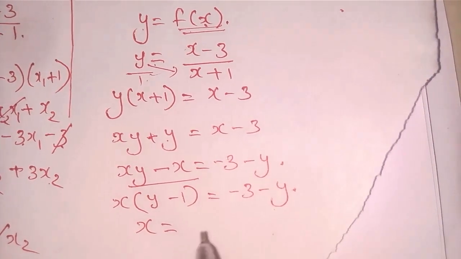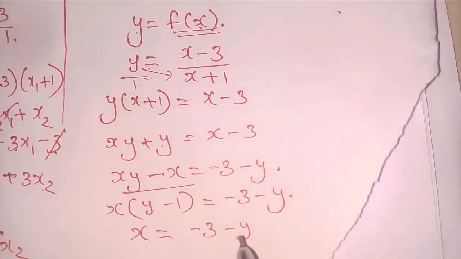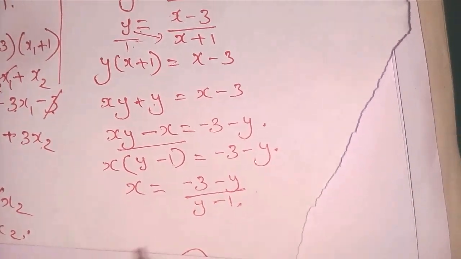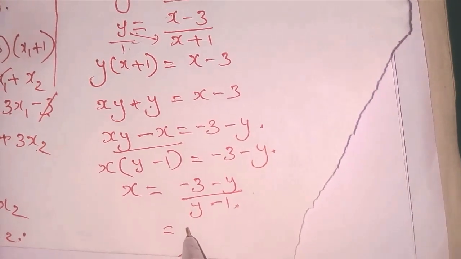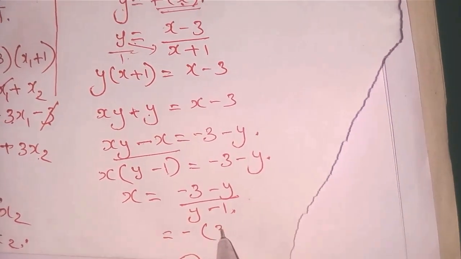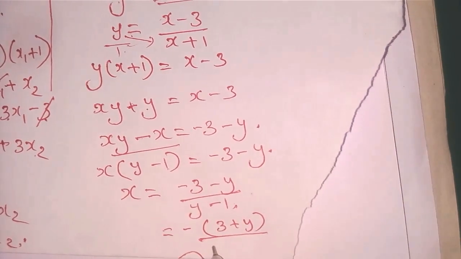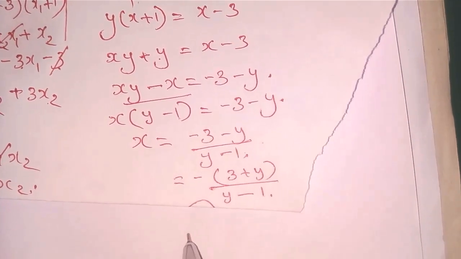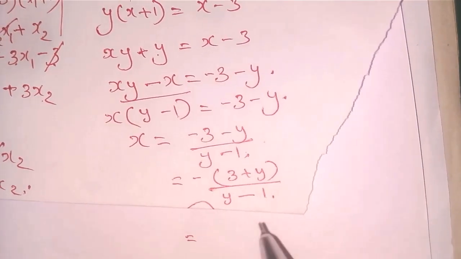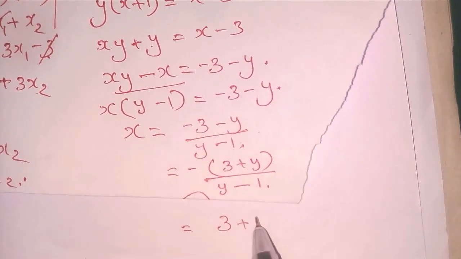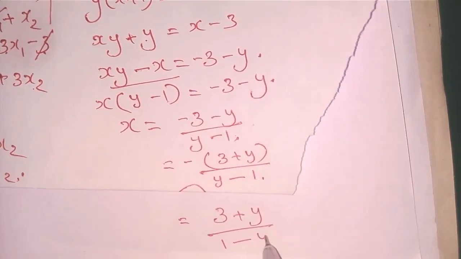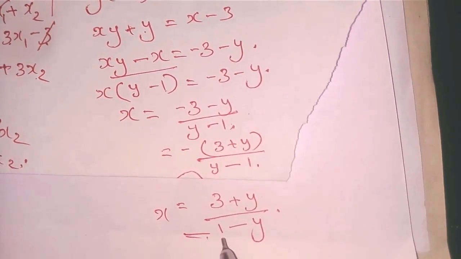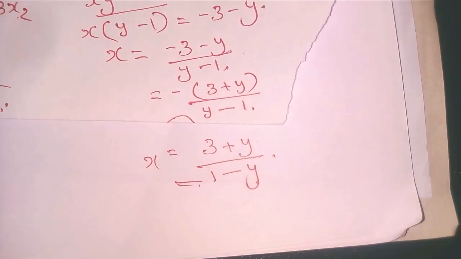So we want to find the value of x. What is the x value? Minus 3 minus y, the factor y minus 1 moves to this side and becomes division by y minus 1. Then the minus sign I am taking commonly outside. Then what will come? Minus of (3 + y)/(y - 1). If I take this minus sign into the denominator, then what will come? (3 + y)/(1 - y). So the x value is (3 + y)/(1 - y).